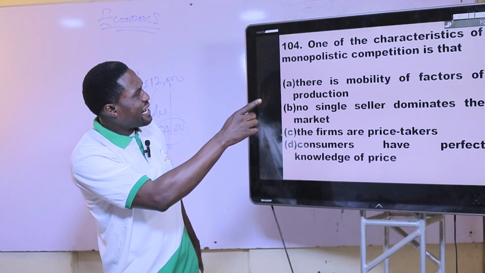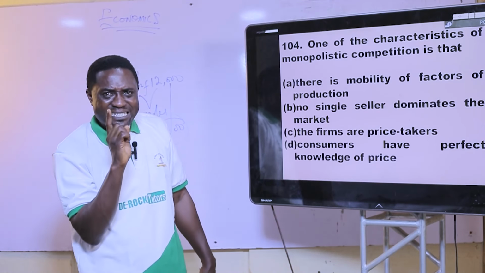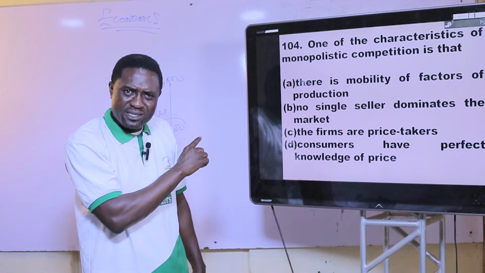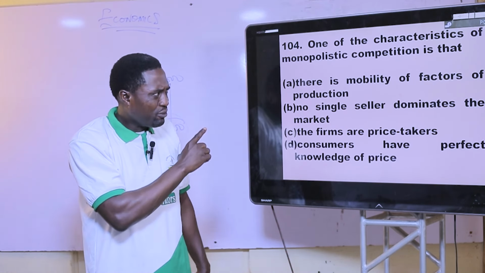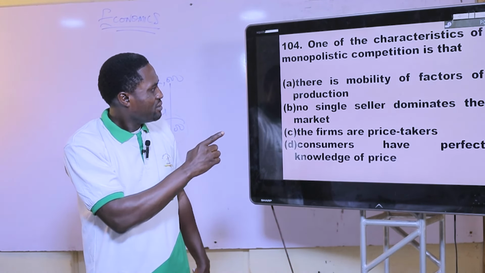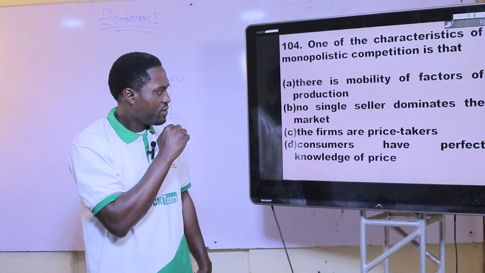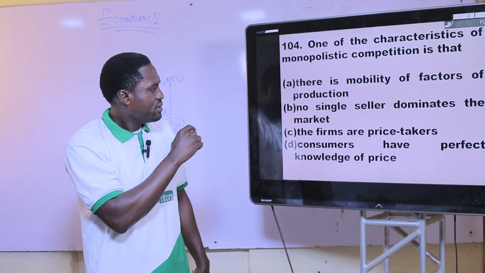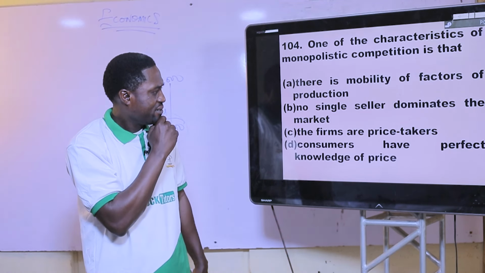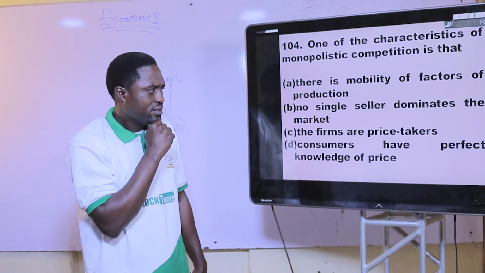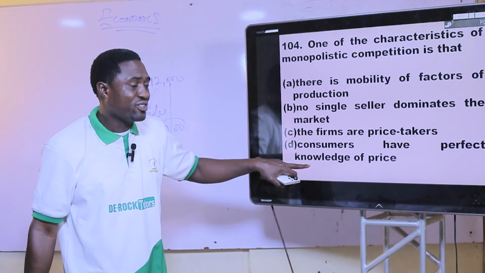So one of the characteristics of monopolistic competition is that, what is one of the characteristics? A, there's mobility of factors of production. B, no single seller dominates the market. C, the firms are price takers. D, consumers have perfect knowledge of price. It cannot be that consumers have perfect knowledge of the price.